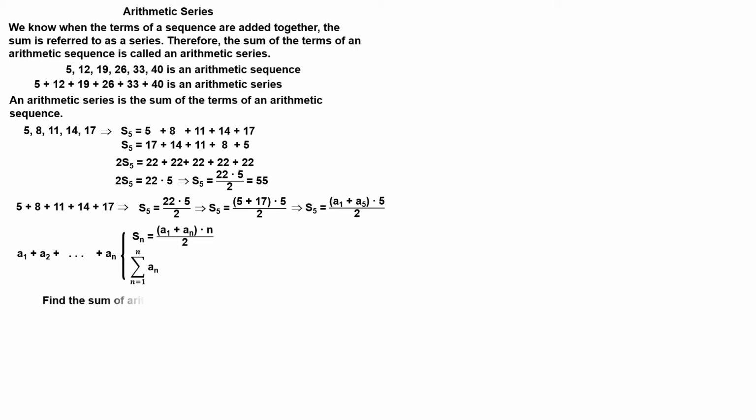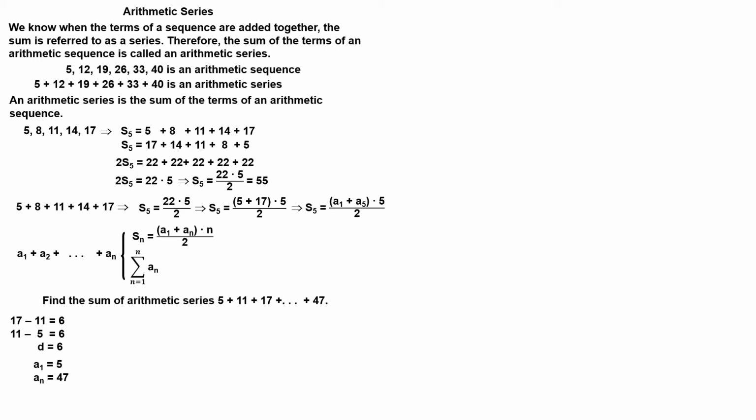Find the sum of arithmetic series. We should check if this series is arithmetic. And we can see that this is an arithmetic series. 17 minus 11 is 6. 11 minus 5 is 6. The common difference is 6. We also know the first and the last terms. But we need to find how many terms there are in this series.